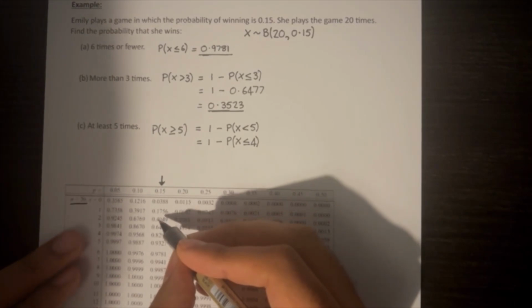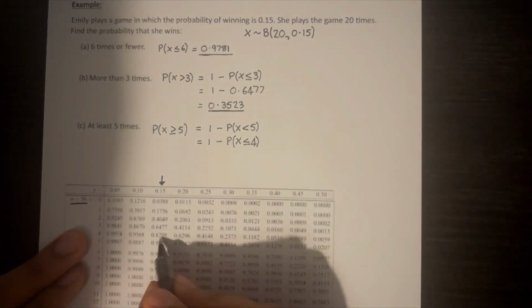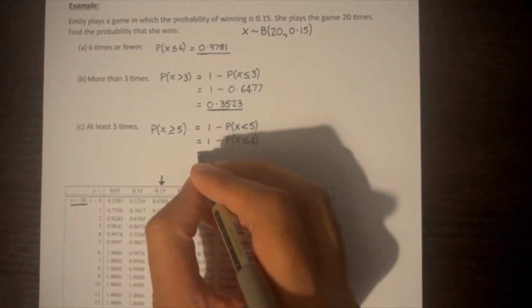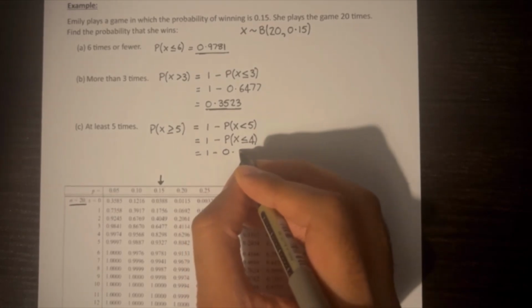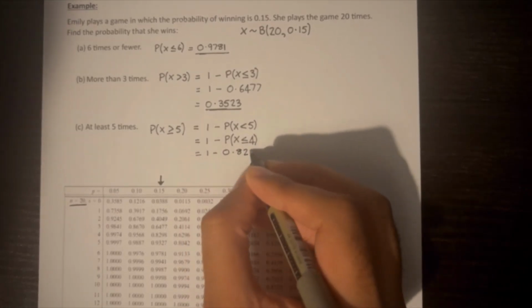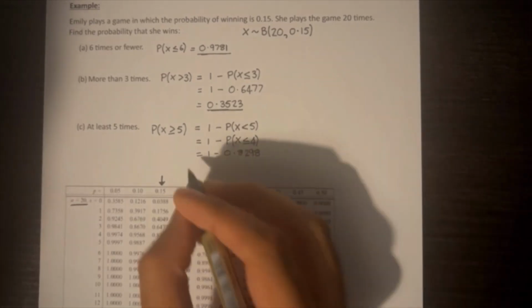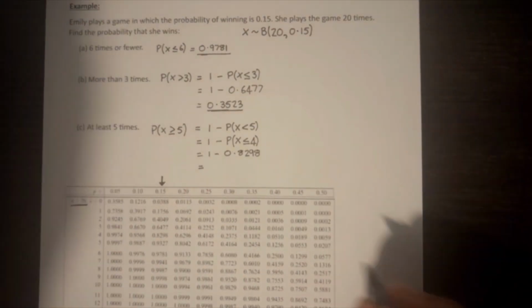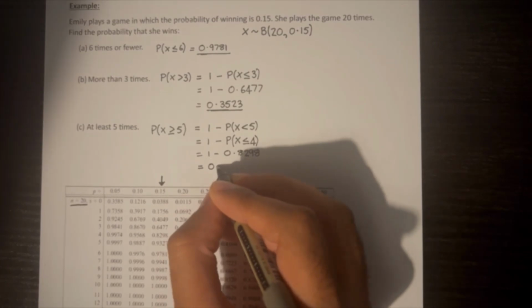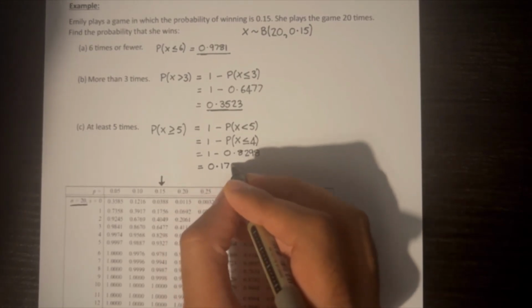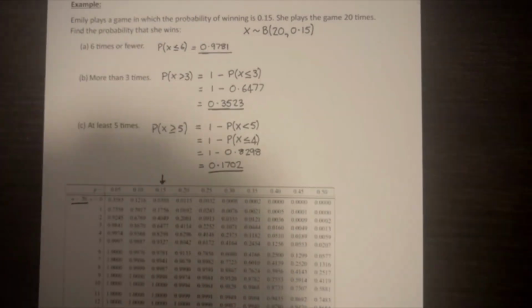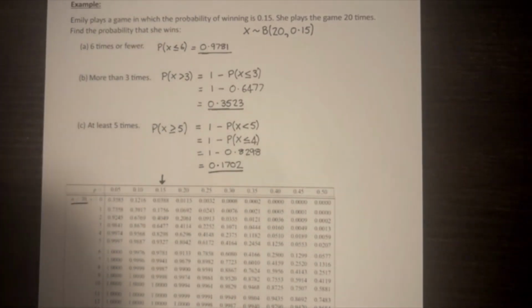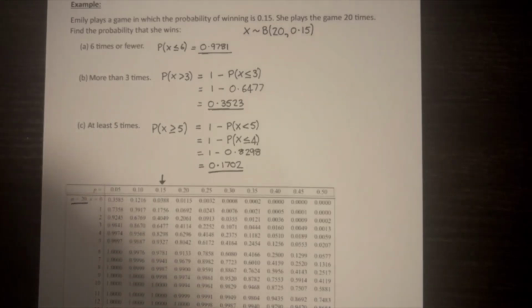Then I can use the value in my tables for 4, which was 0.8298. So that is 1 minus 0.8298. And that is going to give us 0.1702. And that there is the probability of her winning at least 5 times.